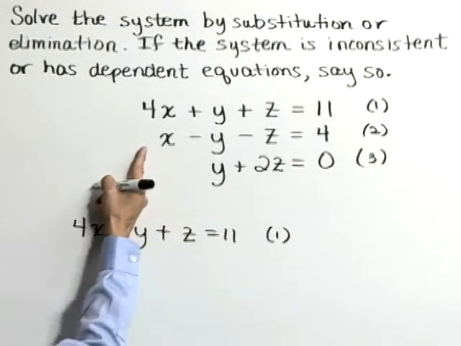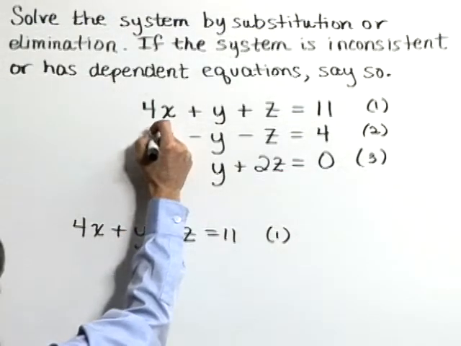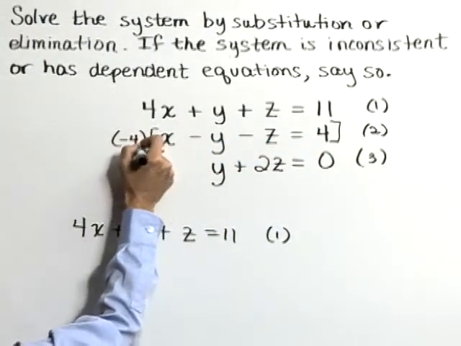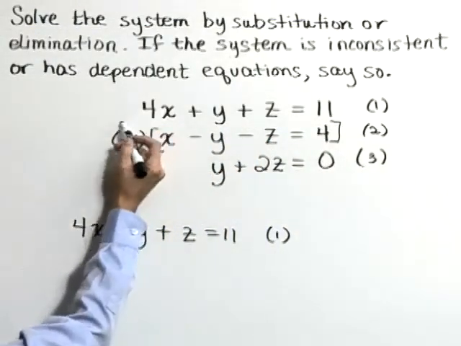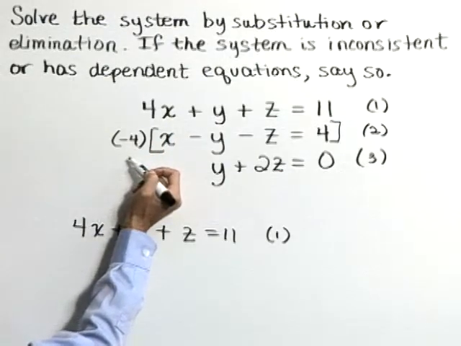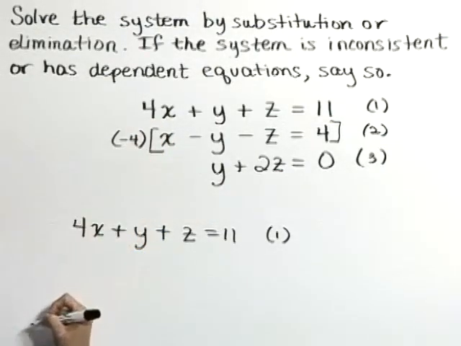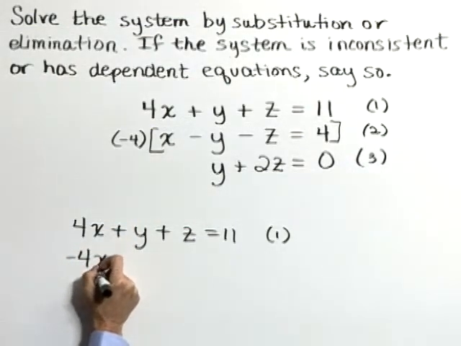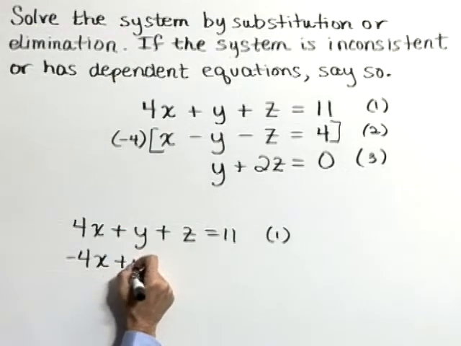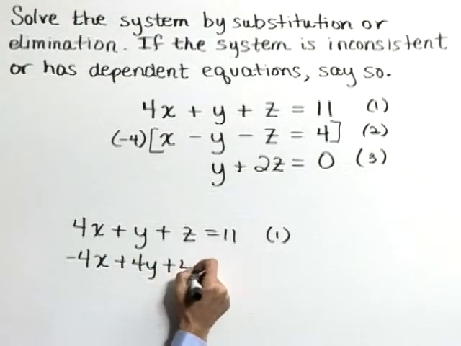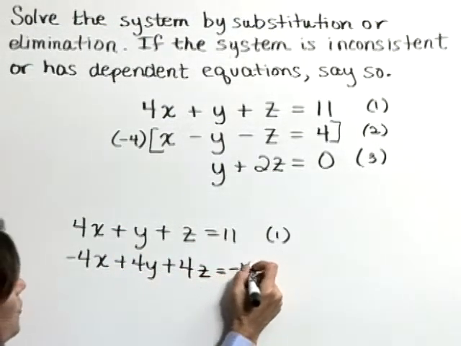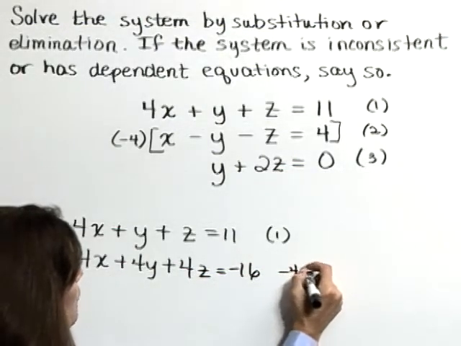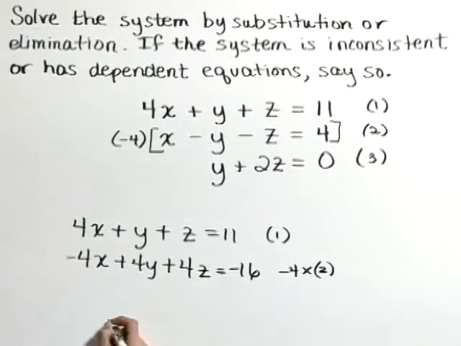Now I'm going to fix equation number 2 by multiplying it through by a negative 4 so that we can create a coefficient out here in front of x that's going to cancel as we add them. So negative 4 times x is a negative 4x. We'll get also a plus 4y, a plus 4z is equal to a negative 16. That was negative 4 times equation 2.